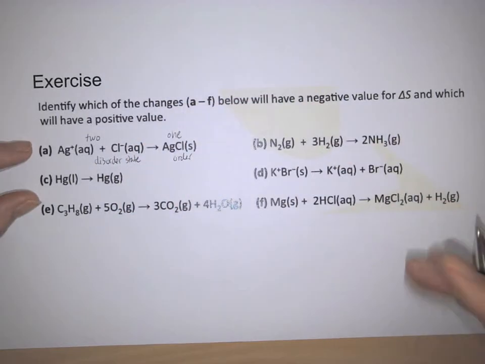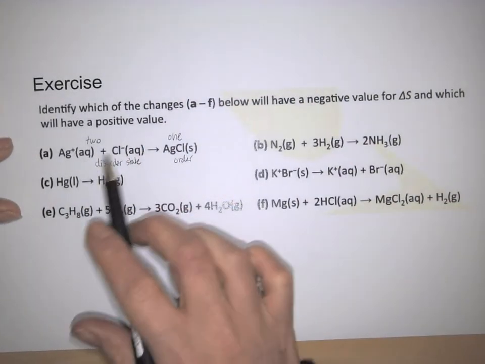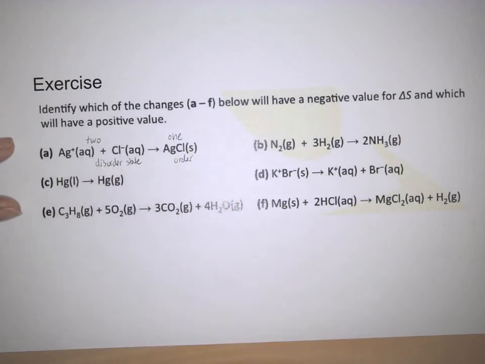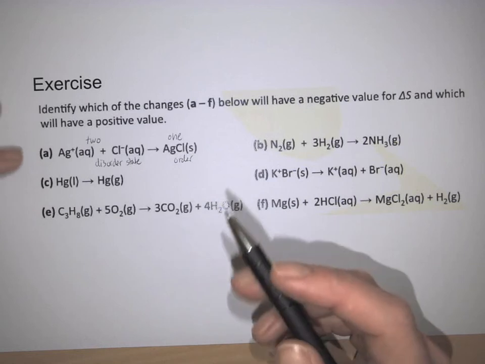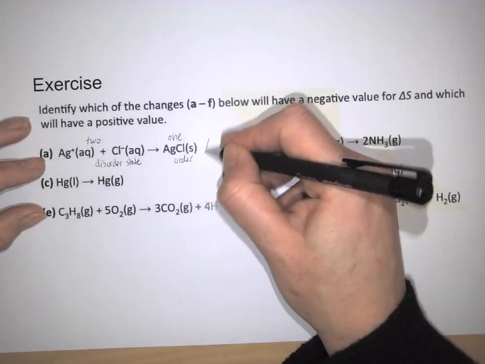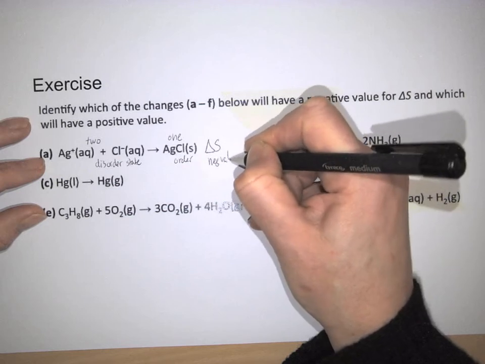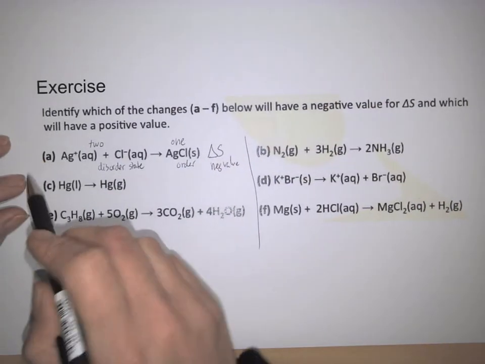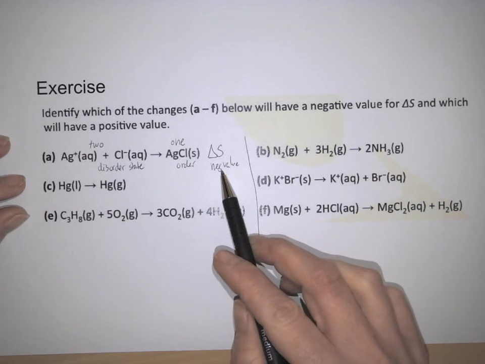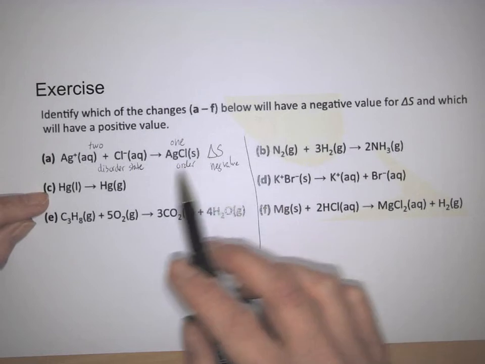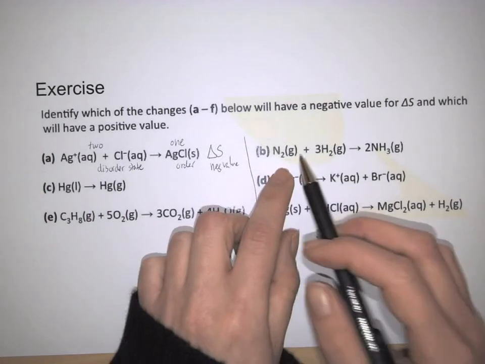So just by looking at the state, the aqueous state is more spread out than if you have it as a solid, and also we can see that we have 2 here and 1 here. So the entropy is actually not increasing, it's decreasing. Decreasing entropy means a negative value of delta S. So yes, for A we can expect the delta S to be negative because we can see a decrease in entropy.